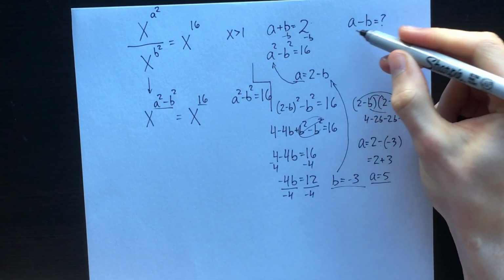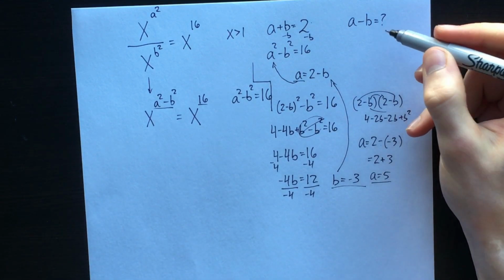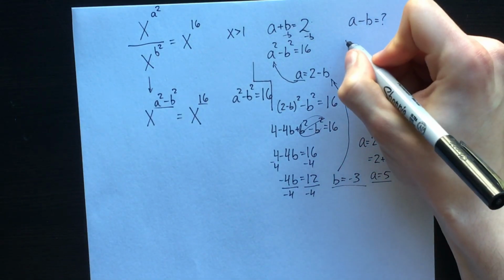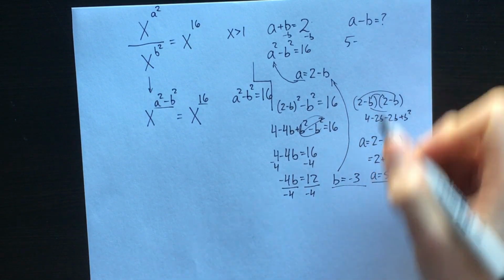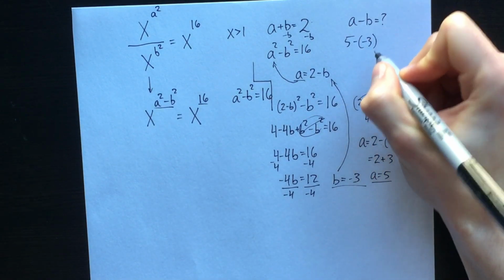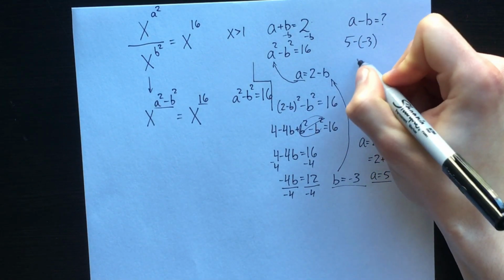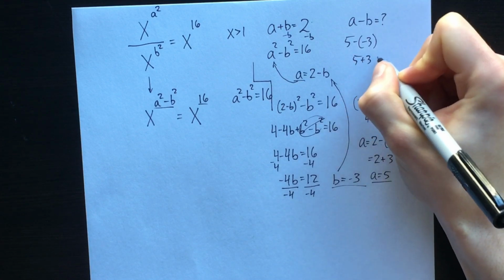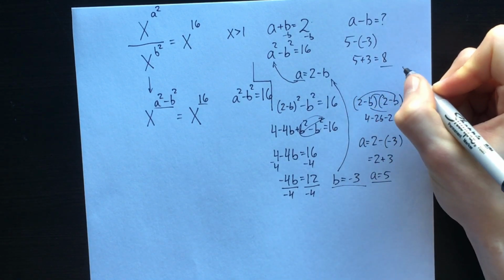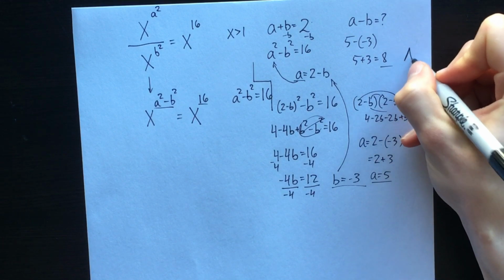So now to get a minus b, you just plug this in. So a is 5 minus b, which is negative 3. So that's negative, so plus. So 5 plus 3 is equal to 8. That's your answer, and that is answer choice A.